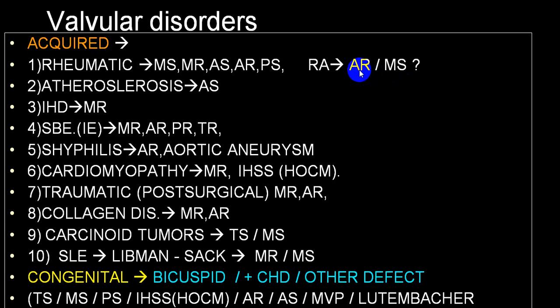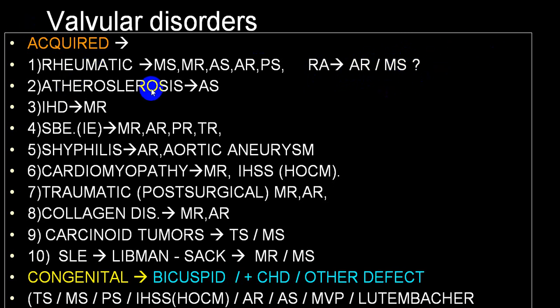By and large, aortic regurgitation with mitral stenosis or rheumatic arthritis, RA, rheumatoid arthritis, involving the aortic valve and producing aortic regurgitation, is not commonly associated with mitral stenosis. So it is mainly AR, not with mitral stenosis.